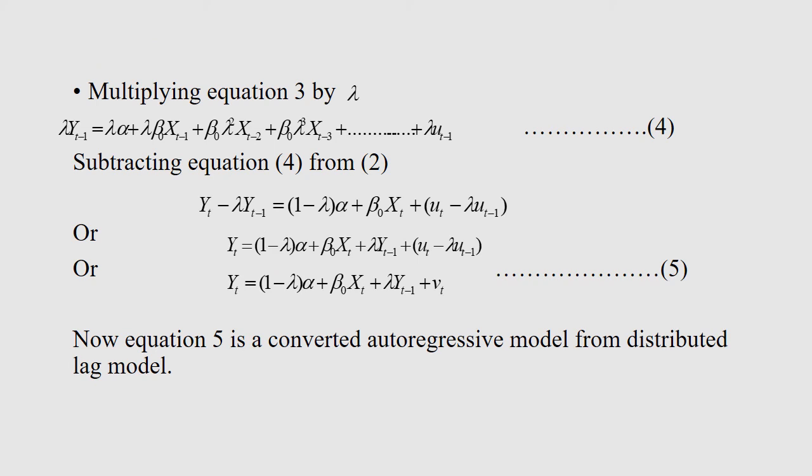Now in the next step we will multiply equation 3 by lambda and we will get lambda yt minus 1 plus lambda alpha plus lambda beta naught xt minus 1 plus beta naught lambda square xt minus 2 plus beta naught lambda cube xt minus 3 plus dot dot dot plus lambda ut minus 1. This is our equation number 4. Next, subtracting equation 4 from equation 2, what you will get? Yt minus lambda yt minus 1 equal to 1 minus lambda alpha plus beta naught xt plus ut minus lambda ut minus 1.